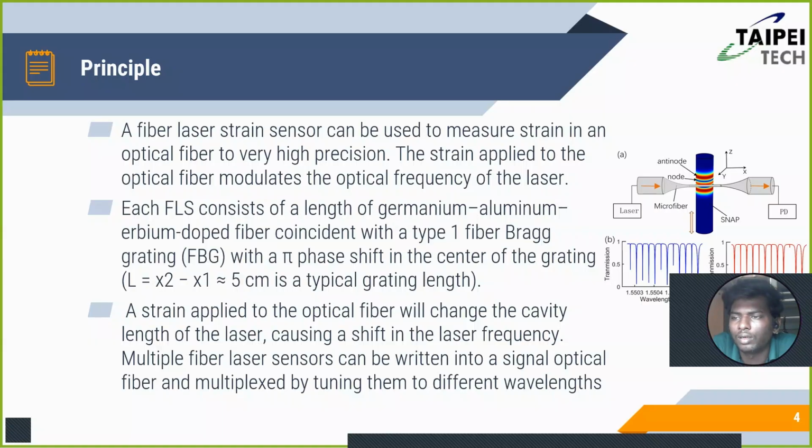Multiple sensors can be written along the same fiber and differentiated by tuning each to a different wavelength, enabling multiplexing on a single fiber line.